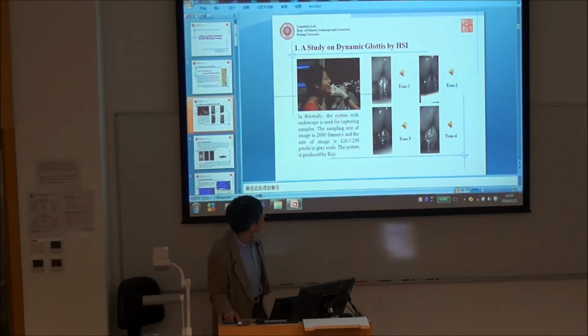Here is the video camera, the high-speed video camera. You see the subject, and we also use the laryngograph to get the EGG signal, and the sound, the voice signal, simultaneously.